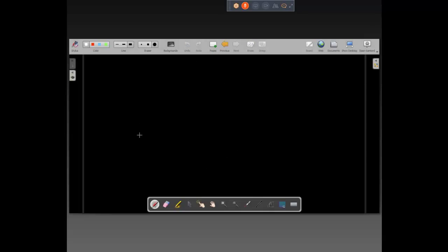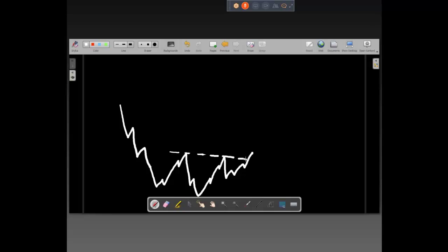Let me try and draw them within one chart. Let's say after a downtrend, a stock goes into some kind of a pattern, right? And let's say it goes into some kind of a head and shoulder. Not a very neat one, but let's say it goes into some kind of a head and shoulder. So after a downtrend, the market has gone into a pattern. We are inside a pattern.